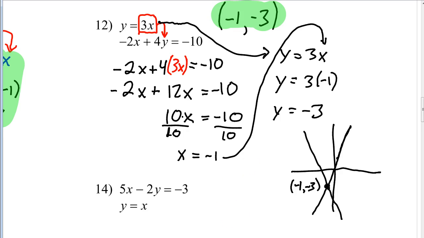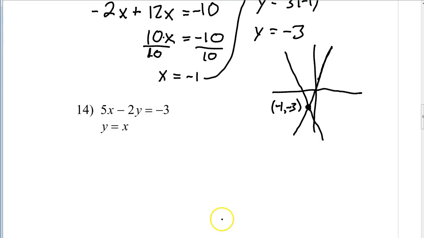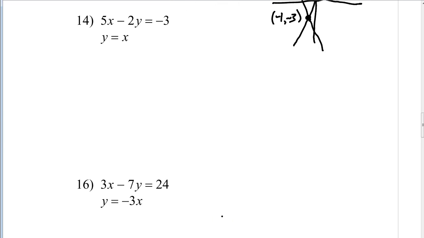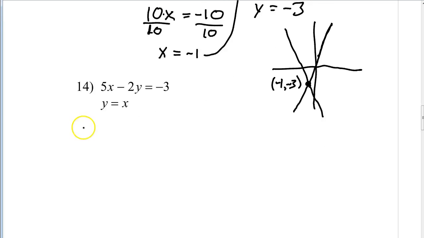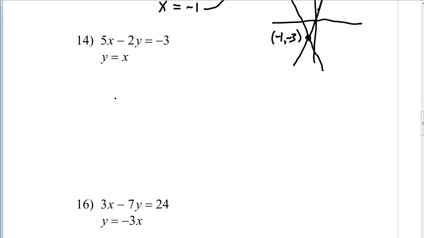All right. Do you need more, or do you think we're good? A few more? Okay, let's do 14. You notice the order in which they're listed doesn't matter. So like above here, the y equals is on top. Here, the y equals is on the bottom. It doesn't change anything.